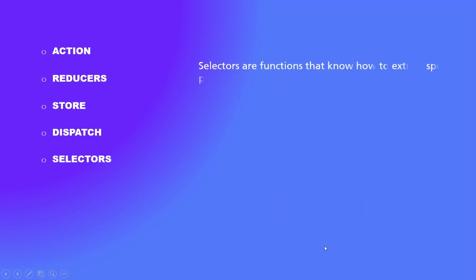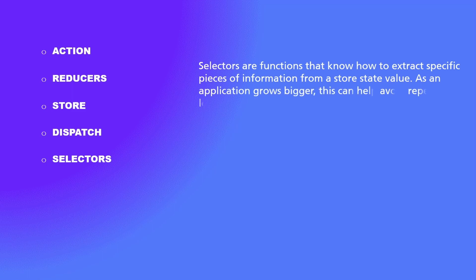Next, I'm going to explain about selectors. Selectors are functions that know how to extract a specific piece of information from the store state value. As an application grows bigger, this can help avoid repeating the logic when different parts of the app need to read the same data.